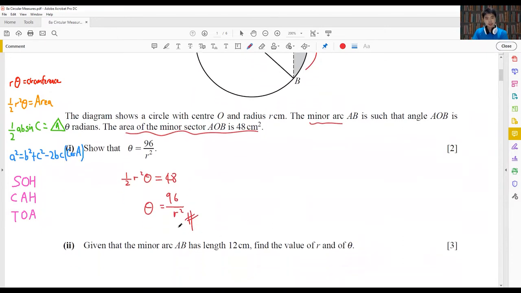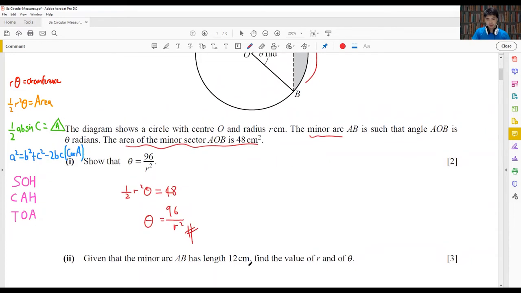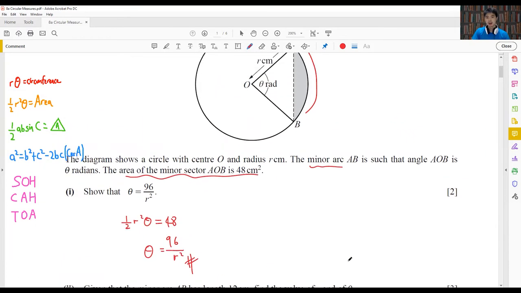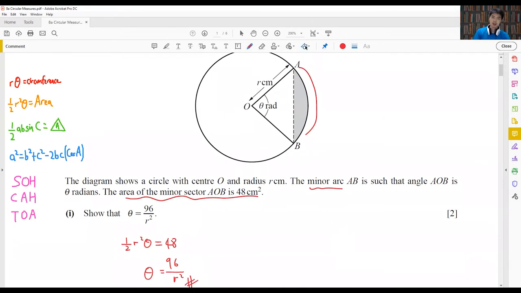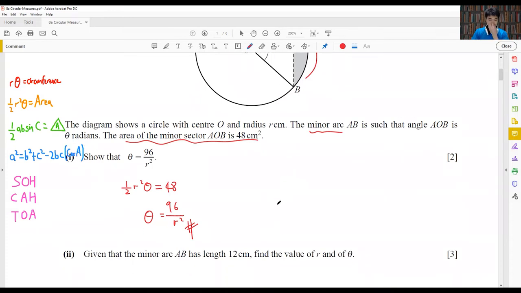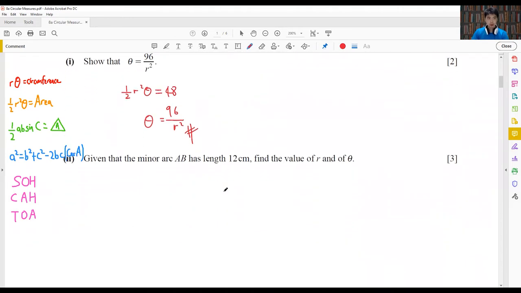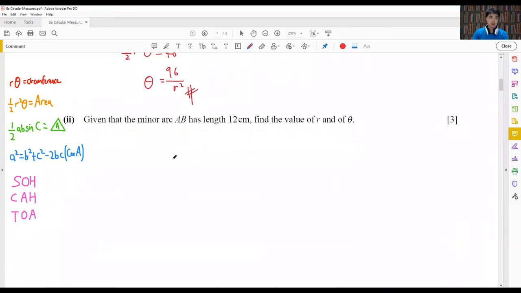Okay. Next, given that the minor arc AB has a length of 12 cm, find the value of r and theta. So they're telling you that this minor arc, the length here from here to here, is 12 cm. It's always good, guys, to label all the things that you've been given in your question onto your diagram. It's easier for you to visualize it that way. So we are going to use the first formula over here. r theta is equals to 12.